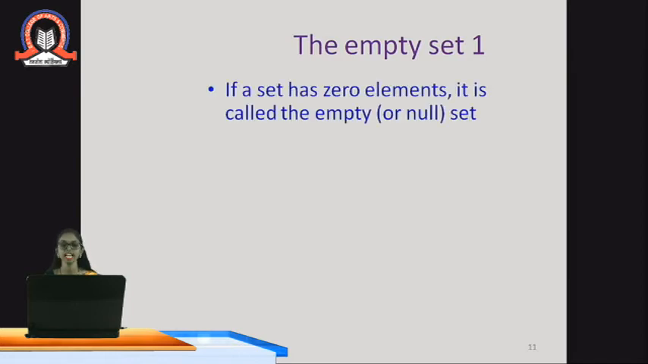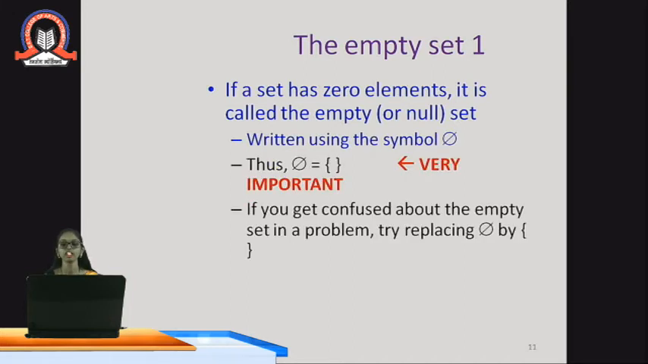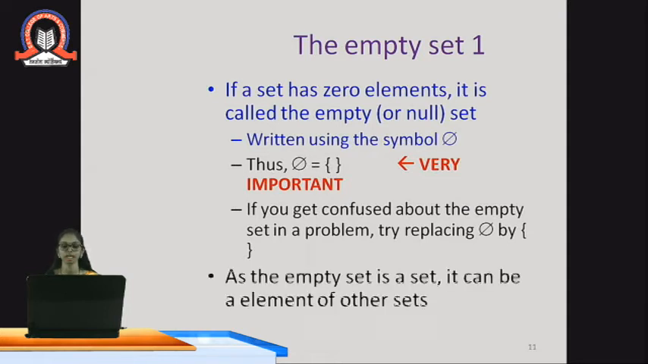Now what is the empty set? If a set has 0 elements, it is called the empty or null set. Always written in symbolic form phi. This symbol is called phi. If you get confused about the empty set in a problem, try replacing phi by an empty bracket. Only write two curly brackets, open and close.